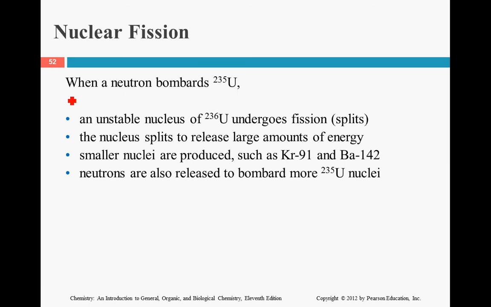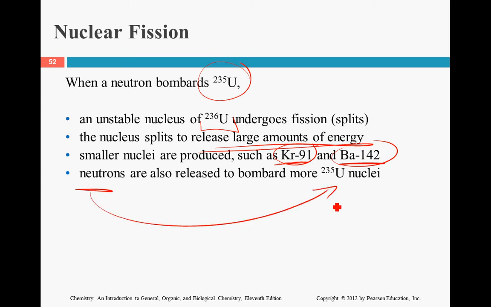So, when a neutron bombards uranium-235, this splits up. When that happens, large amounts of energy are released. It produces two smaller things. Instead of just having one, it actually produces several little things. So two separate elements. It also produces more neutrons, which then react with more uranium.